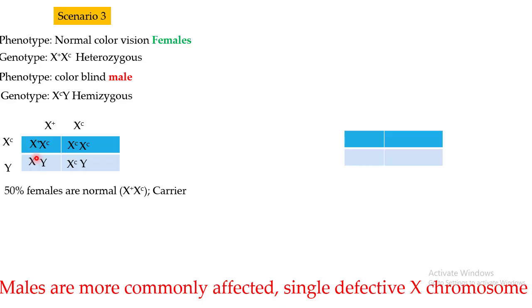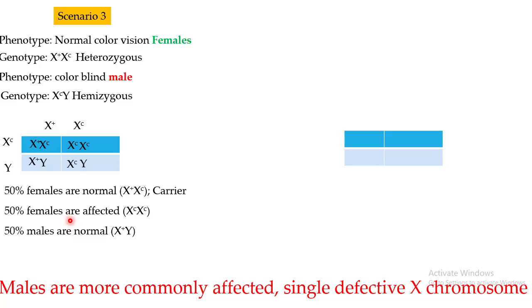Now 50% of the females, if you look at these particular females, they are carrying one normal copy. So 50% of the females are going to be normal. They are going to be in the heterozygous condition just like their mother, and they are going to be carriers just like their mother. The other 50% of the females are going to be affected because they are getting one of the X chromosomes from their mother carrying the diseased allele.